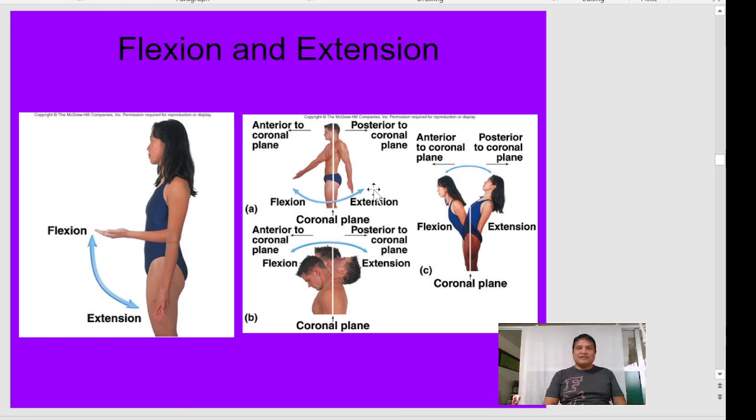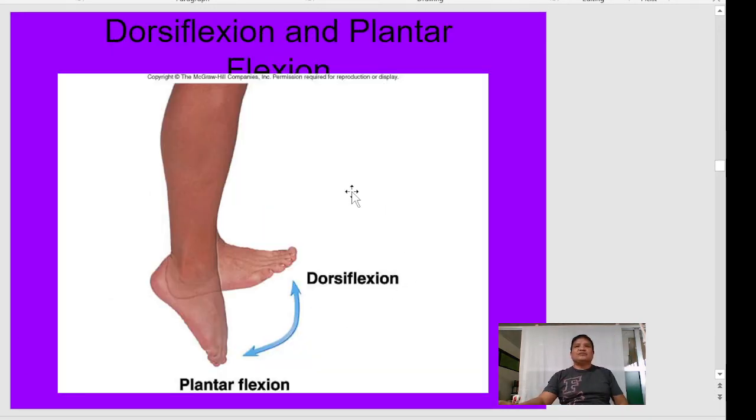Okay, so same with the head. If you are going to bow, that is flexion. If you are going to extend or you try to look up, that is extension of the neck. Then you have your dorsiflexion for the foot and plantar flexion. Diba? Kung magkinto ka, that is plantar flexion. Okay? So when you walk on your heels, that is dorsiflexion.